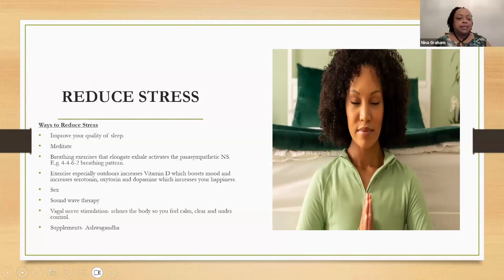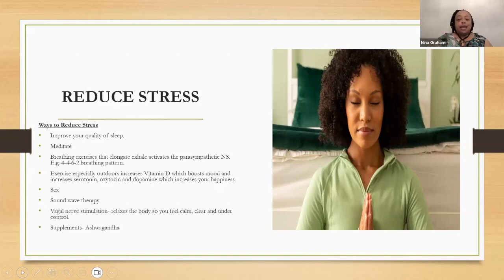That's important to activate the parasympathetic nervous system. So in for 4, hold for 4, out for 6, and then pause before you go again. Outside exercising is good.